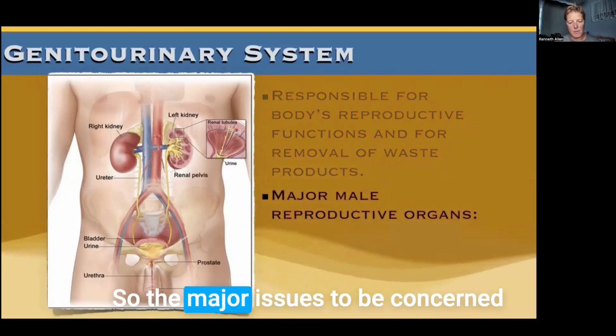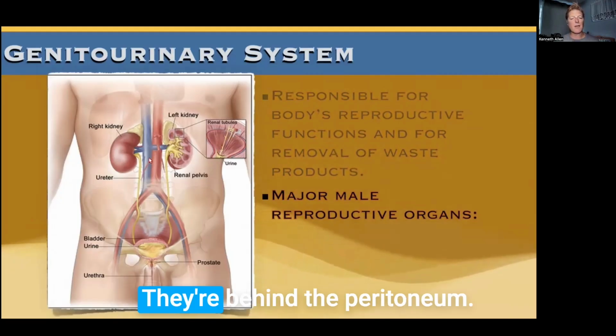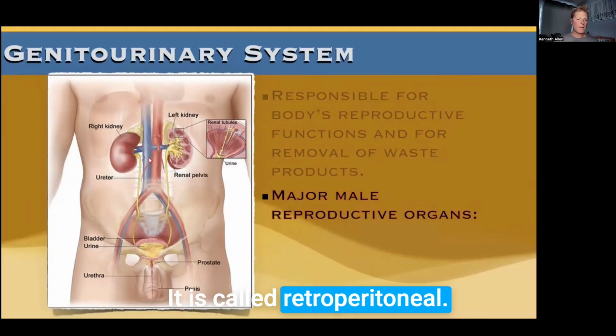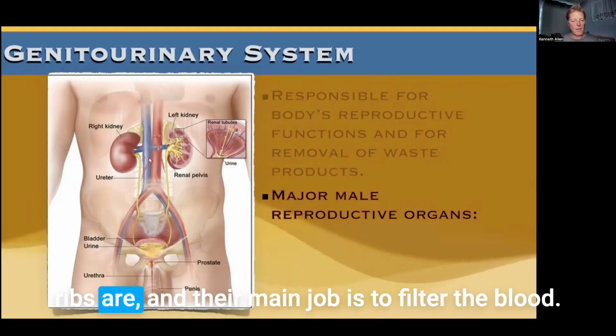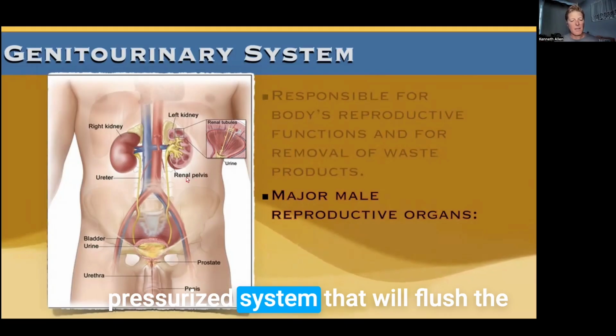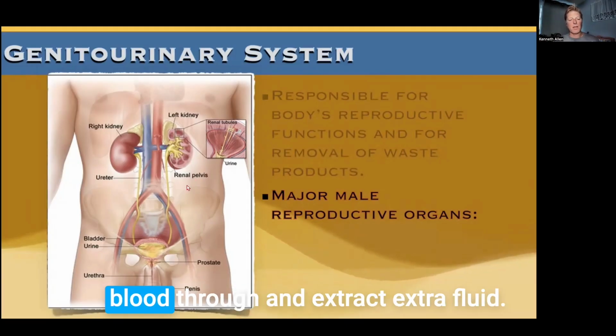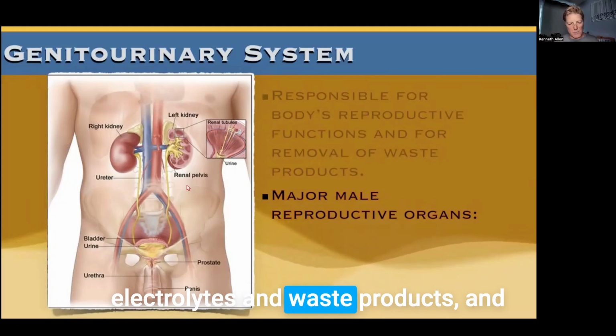So the major issues to be concerned with, males and females both, would be the kidneys. They are behind the peritoneum. It is called retroperitoneal. As I mentioned, the kidneys sit right about where the floating ribs are, and their main job is to filter the blood. They filter the blood through a pressurized system that will flush the blood through and extract extra fluid if the pressure's too high, as well as electrolytes and waste products.